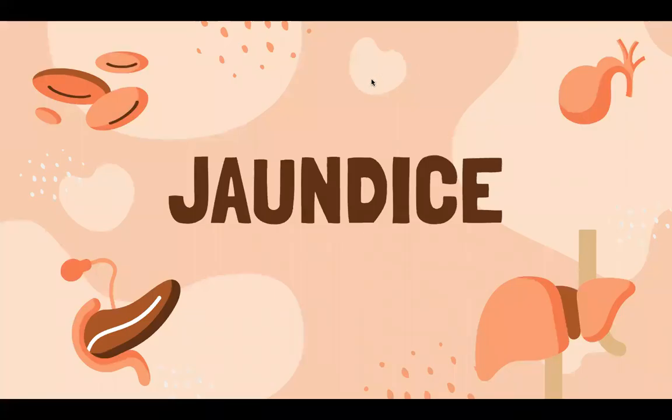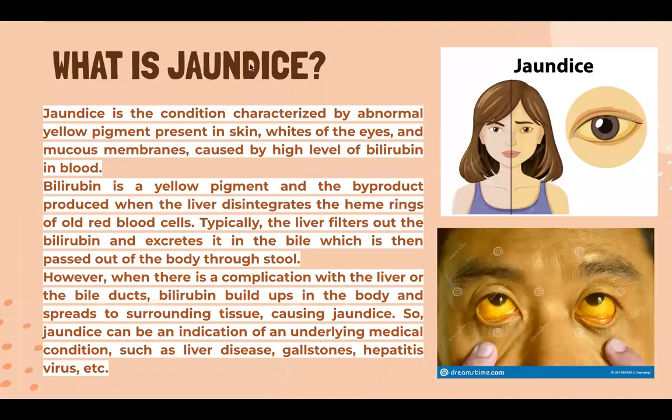My topic for today is jaundice. So what is jaundice? Jaundice is the condition characterized by abnormal yellow pigment present in skin, whites of eyes, and mucous membranes, and it's caused by high levels of bilirubin present in blood.